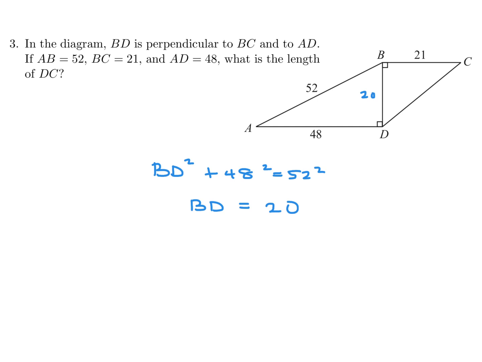And then they want DC. So DC squared is 21 squared plus 20 squared, using Pythagoras once more. And when you solve for this, you get DC equal to 29.